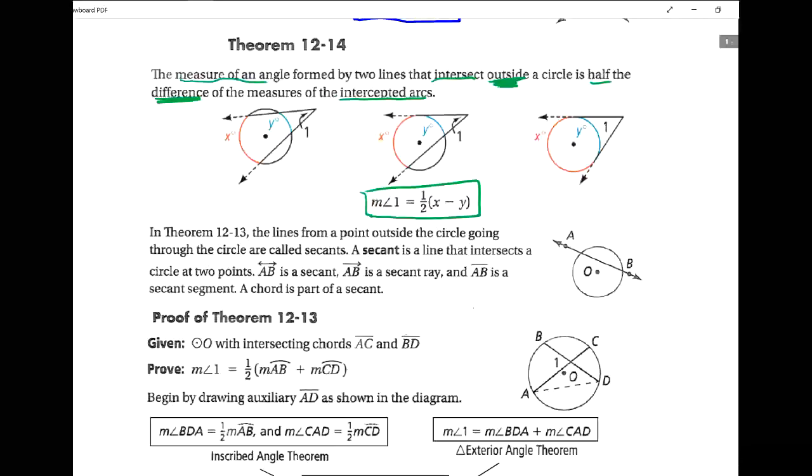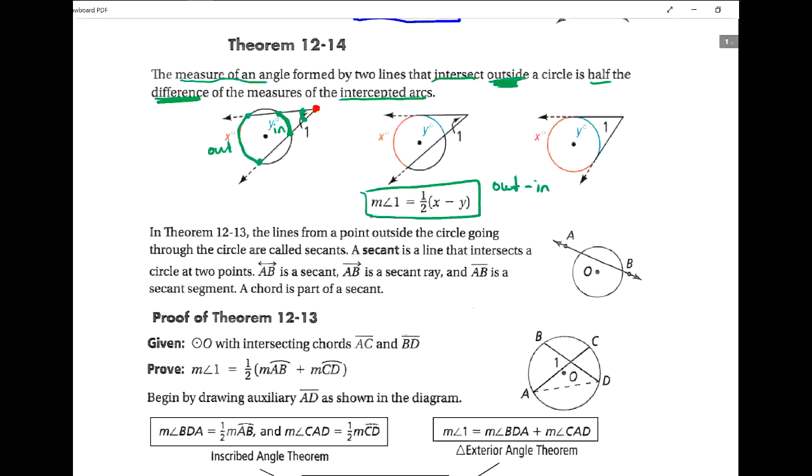So if we take a look at how this works, let's look at our diagrams here. This angle right here is formed when these two lines intersect. The point of intersection is here outside of this circle, and the measure is half the measure of the difference of your intercepted arcs. So when this line goes through, we have one arc here and another arc here. Those are our intercepted arcs. And the way I like to think of this is outside minus inside, or you could do big minus small. This is our outside arc. This is our inside arc. And then I subtract those and take half of it.